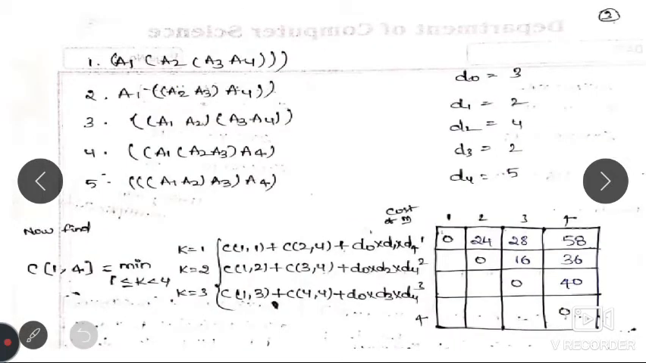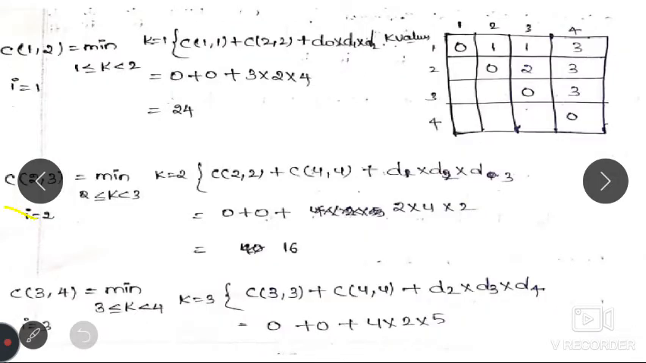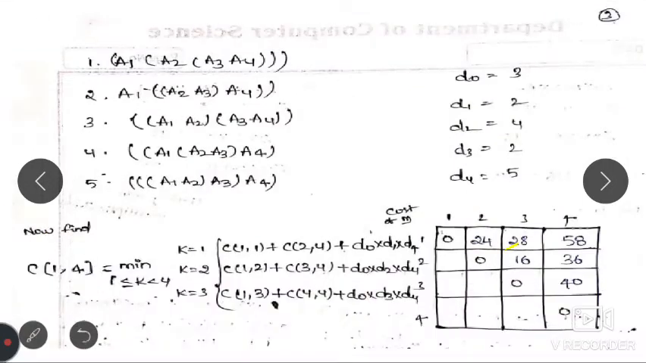So we have to write cost of 1 comma 2 as 24. We write 24 here. Next we have to find the cost of 2 comma 3. Cost of 2 comma 3 at k equal to 2. From this condition, k value is only 2. So the answer is 16 multiplications at k equal to 2. So we write here k equal to 2 and here 16. Cost of 2 comma 3 is 16.